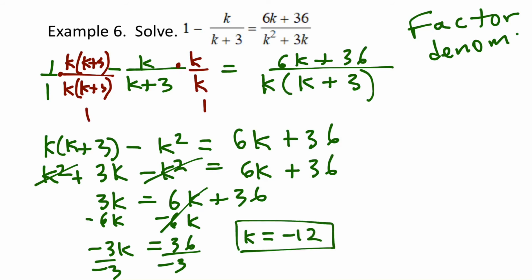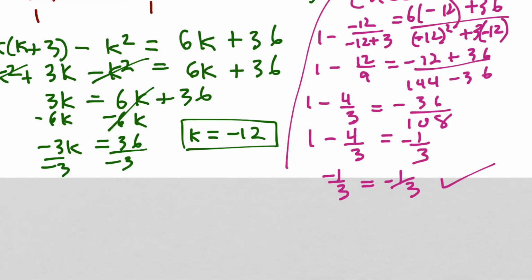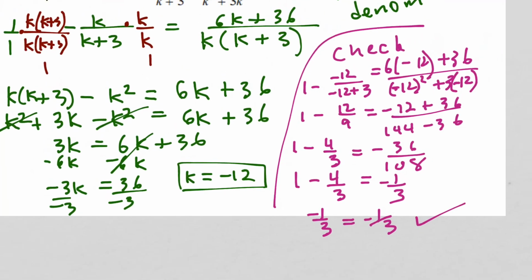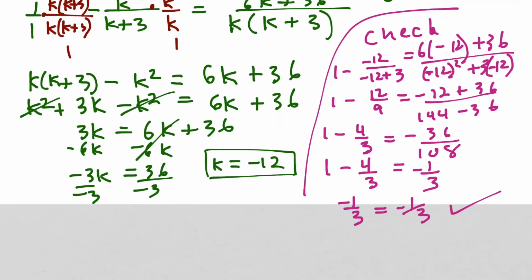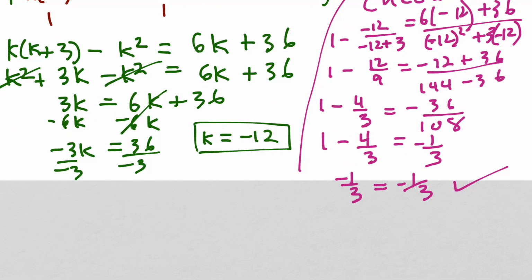All right, so let's check it. So I want to substitute negative 12 back into my equation and see whether I get a true statement. All right, so I paused it while I did those calculations. So I substituted in negative 12 into my original rational equation. I got a true statement. It checks. So my answer is k is equal to negative 12. So I have one solution.